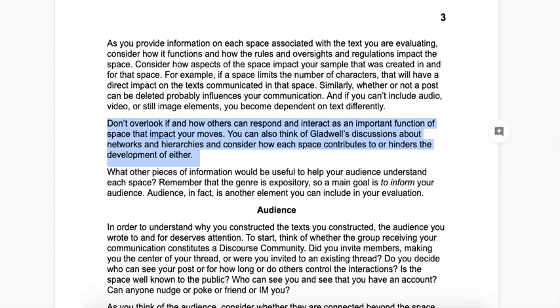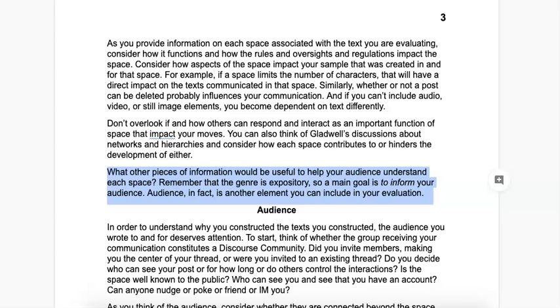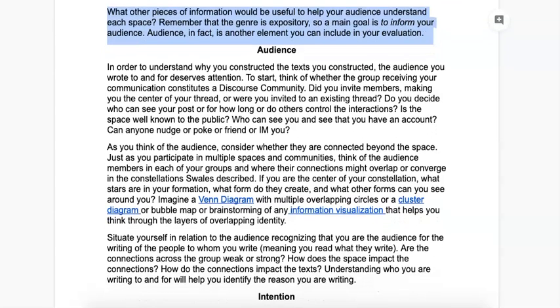You can also think of Gladwell's discussions about networks and hierarchies and consider how each space contributes to or hinders the development of either. What other pieces of information would be useful to help your audience understand each space? Remember that the genre is expository, so a main goal is to inform your audience. Audience, in fact, is another element you can include in your evaluation.